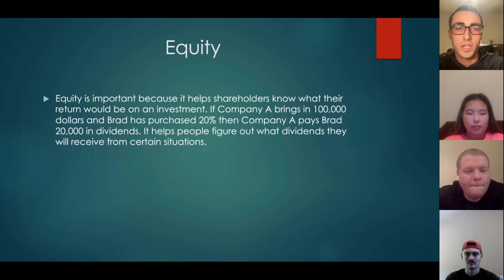So it's important because it helps specifically when you're dealing with a company. Shareholders know what their return is going to be on an investment. So another basic example: company A brings in $100,000. Let's say Brad purchased 20% of that company in stocks, and he would get $20,000 in dividends. And so it helps people figure out what they'll receive in certain situations.